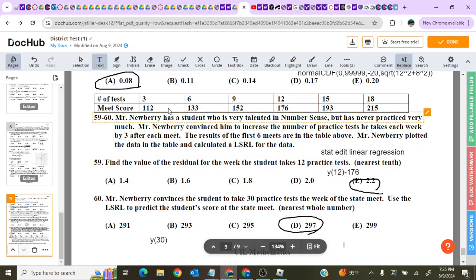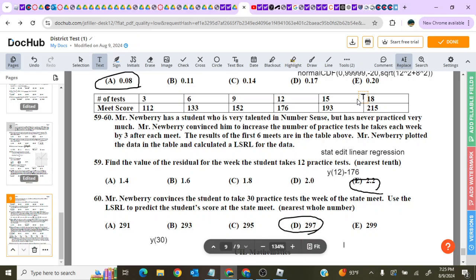In this case, you'll have to STAT EDIT all this data and then use linear regression, storing the regression in Y1, and you'll have your line of prediction. Your residual is going to be your actual minus your estimate. So if you do that, you put in Y1 of 12, subtract 176, and you get 2.2.